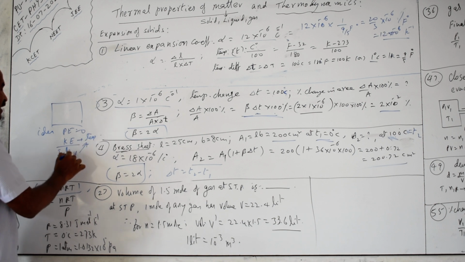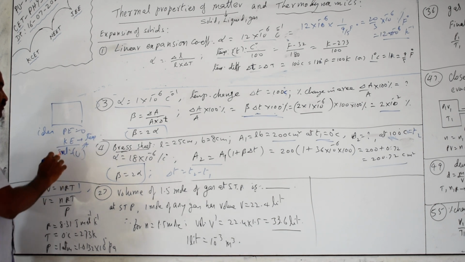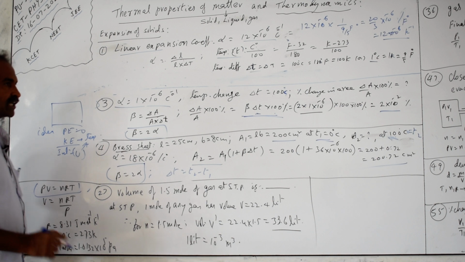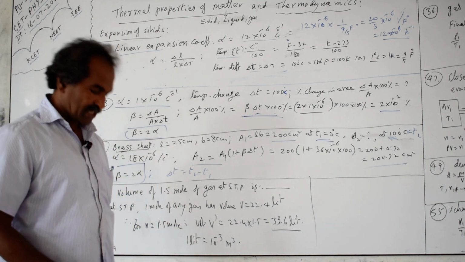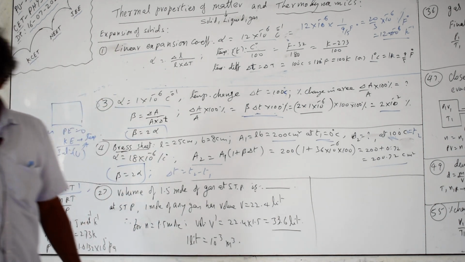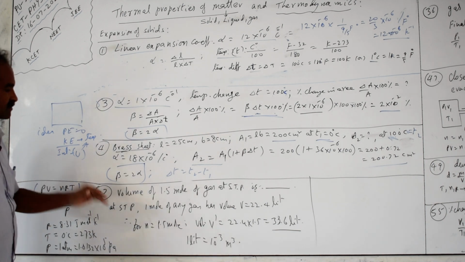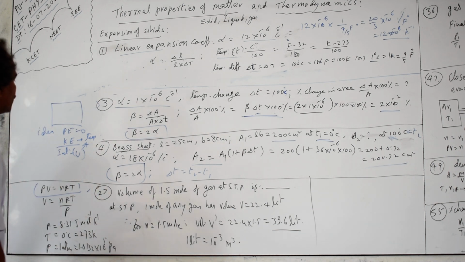More temperature means more internal energy, symbol we take as capital U, and more kinetic energy. So kinetic energy is directly proportional to internal energy and temperature. Temperature increases means kinetic energy also increases. In these gas problems, we take the temperature in the Kelvin scale, so you have to be careful with that.